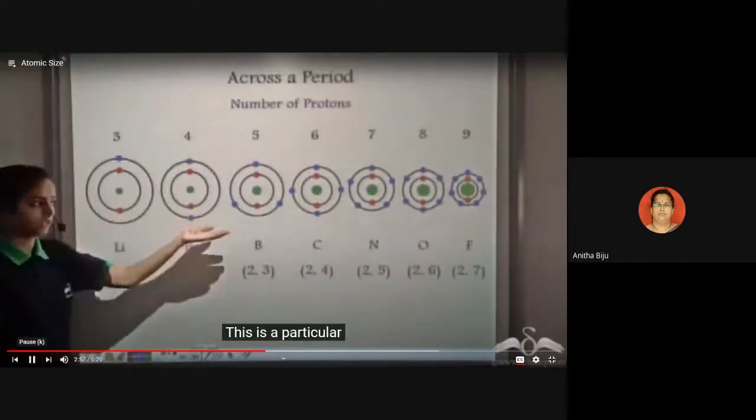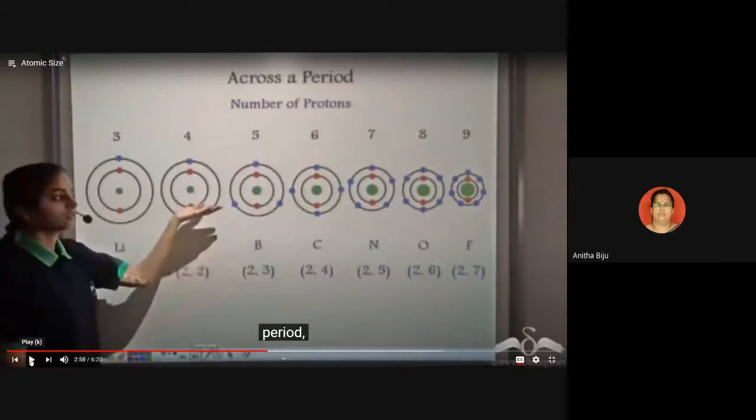This is a particular period. Which period is it? You can tell the period number. What is the period number? Second. Okay, very good. Period number is 2. Look at all the cases, electronic configuration 2,1; 2,2; 2,3; 2,4; 2,5; 2,6; 2,7. So the number of main energy levels is 2. That means all these elements belong to period 2. Okay, now listen.